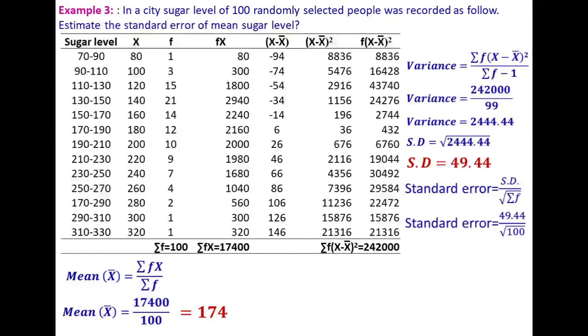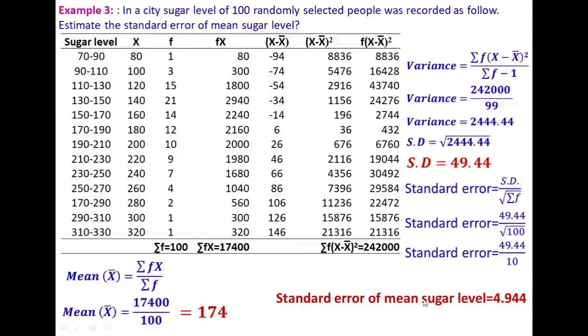And we can calculate that the standard error of mean sugar level of these 100 randomly selected people is 4.944. Or in other words, we can say that population from which this sample has been taken out have a mean sugar level 174 plus minus of 4.944.